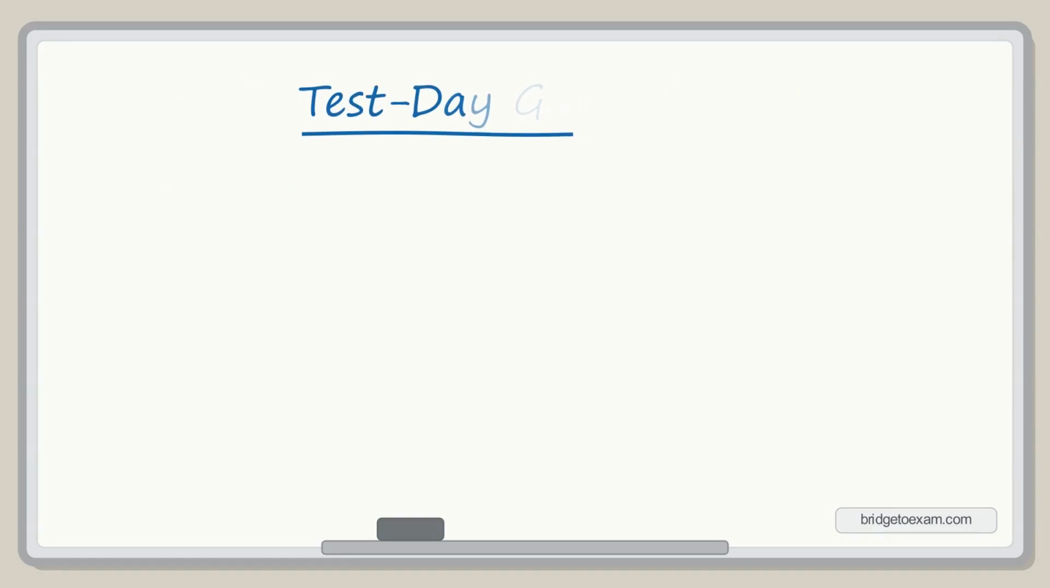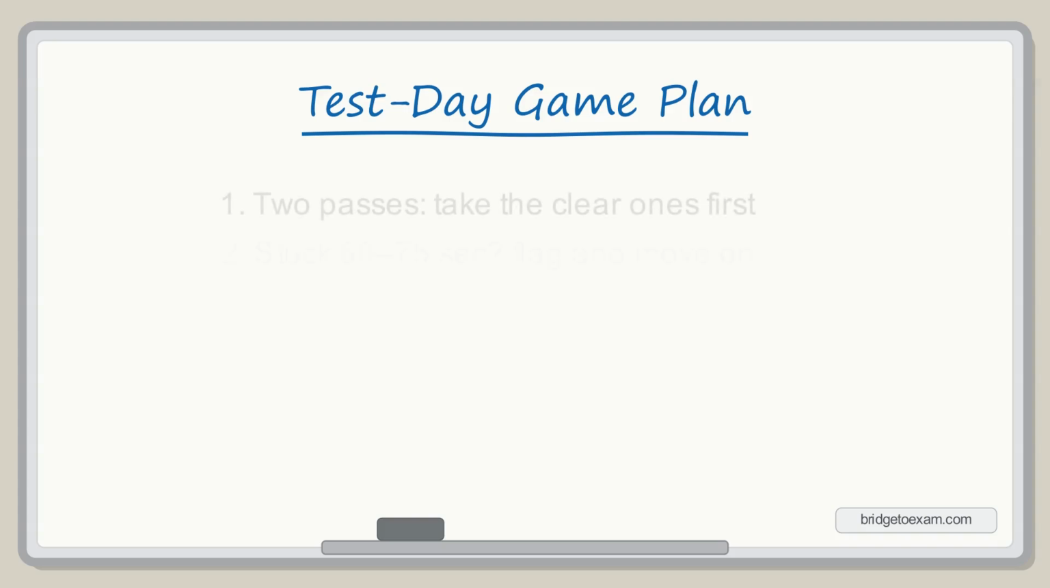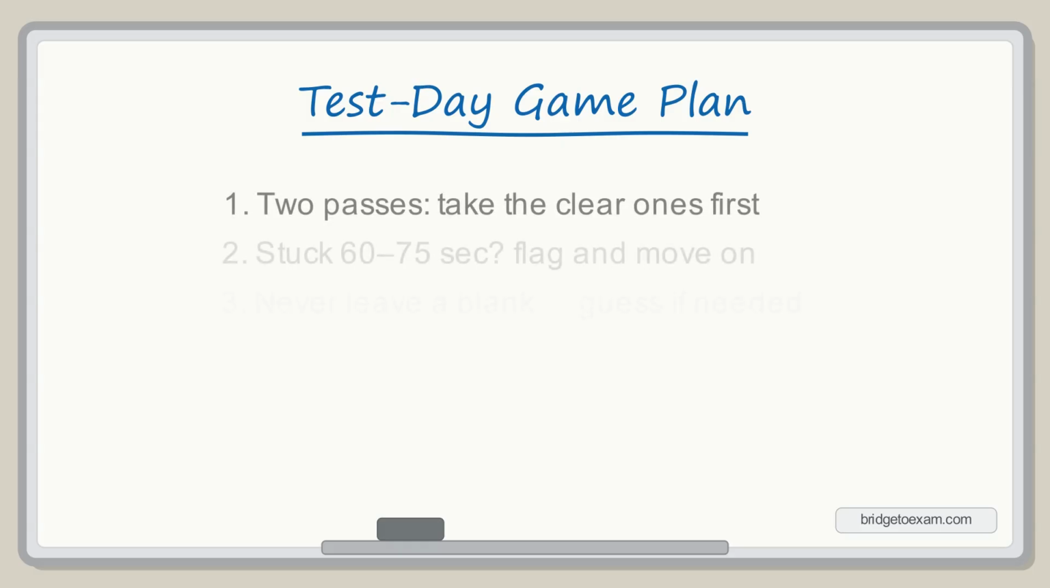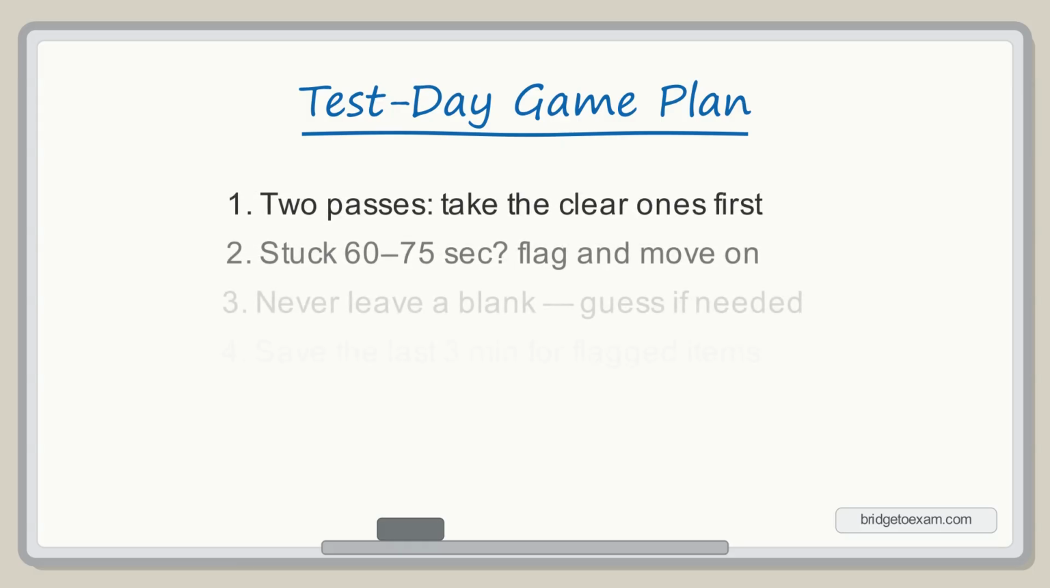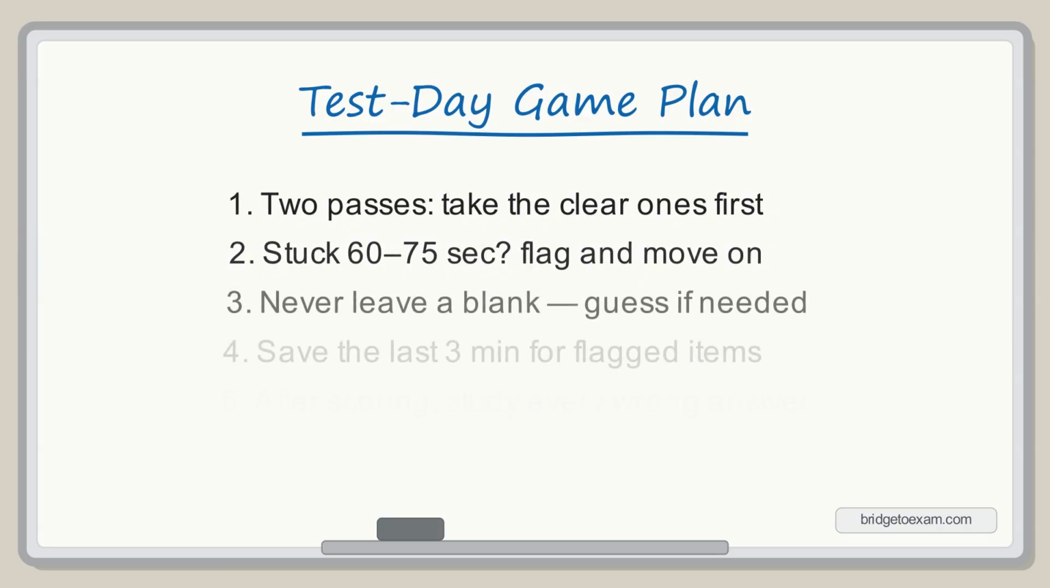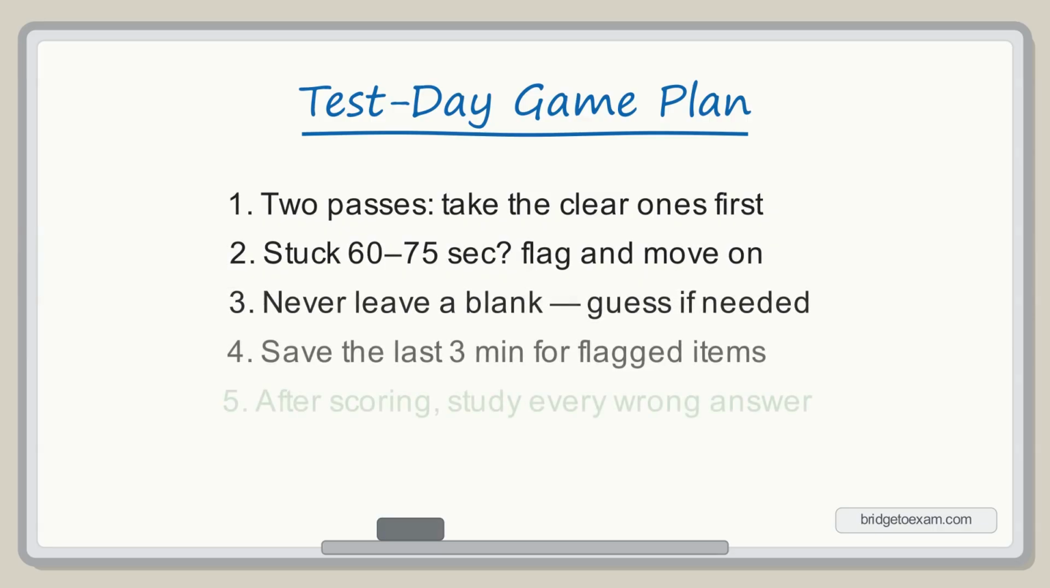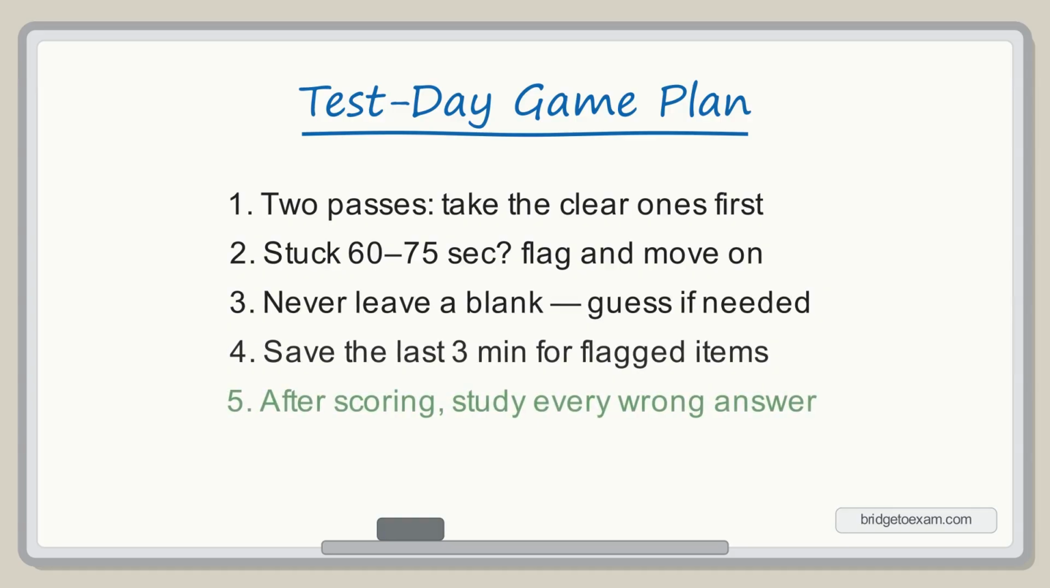Here's the game plan. Take 2 passes, grab every clear question first. If you're stuck after about a minute, flag it and move on. Never leave a blank, since there's no penalty. Save your last 3 minutes for flagged questions. And the most important step comes after the test. Study every single wrong answer, because that's where the learning happens.